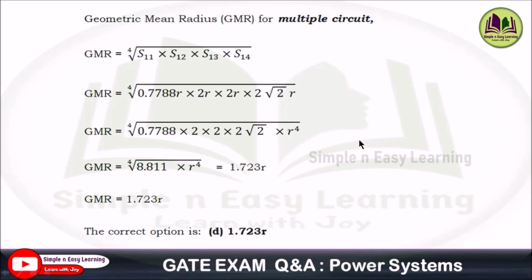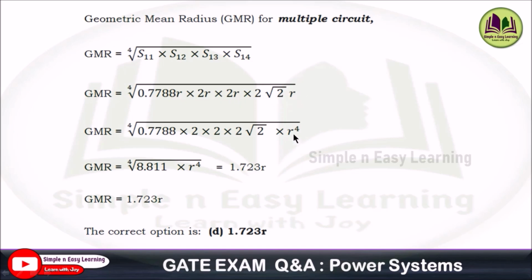Here in this case we have 4 strands of conductors. So we can apply the geometric mean radius for multiple circuits and find the GMR for the complete conductor. GMR equals the 4th root of S11, which is the self GMD, times S12 times S13 times S14. Substituting all the values we found in the previous step: 0.7788 r, 2r, 2r and 2 root 2 r.